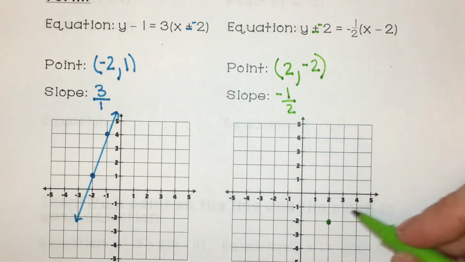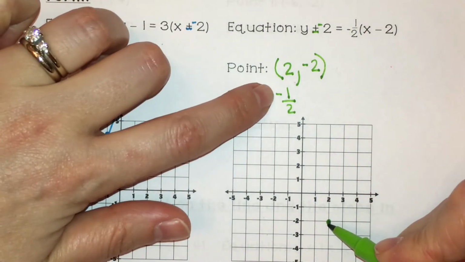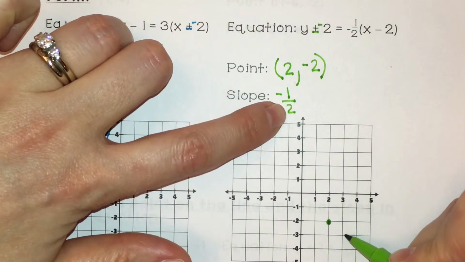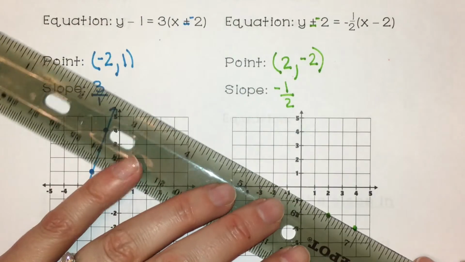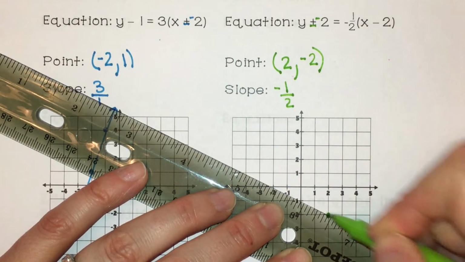Then from there, I'm going to use a slope. I'm going to rise -1, so go down 1, run +2, so to the right 2, then connect them. And this is my graph.